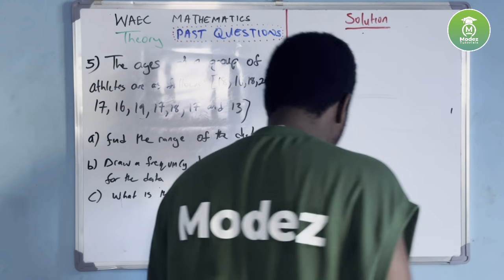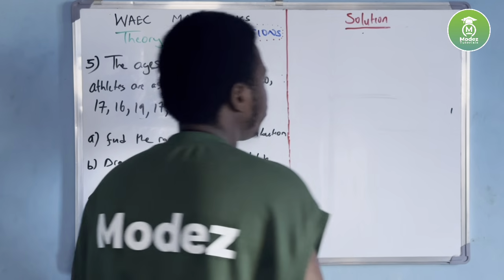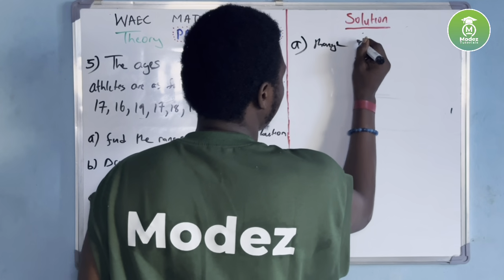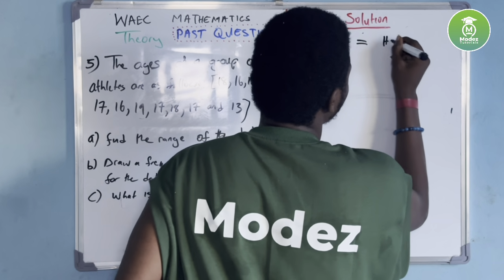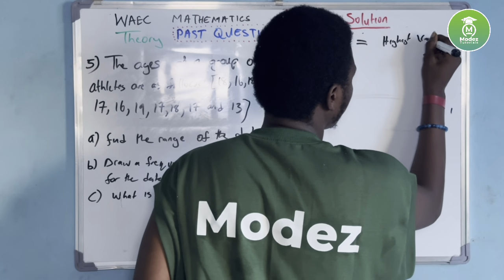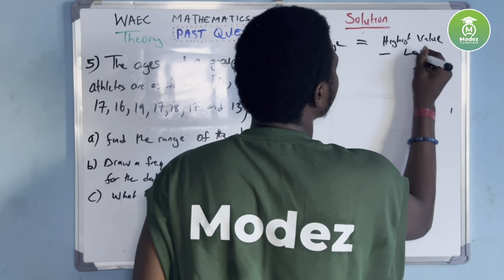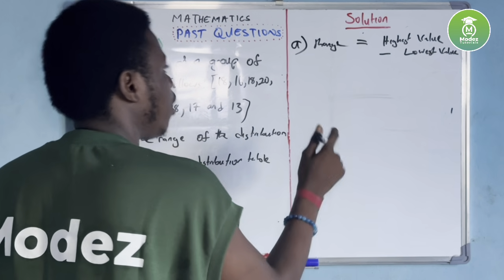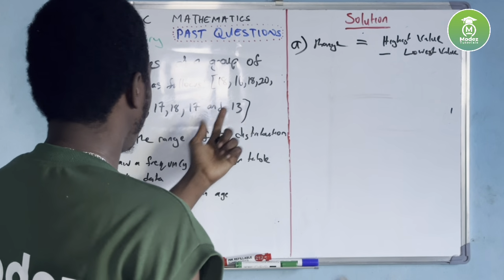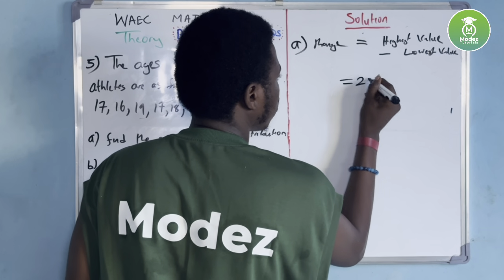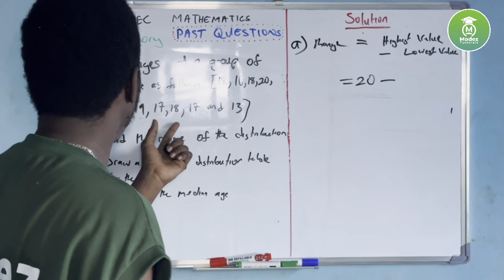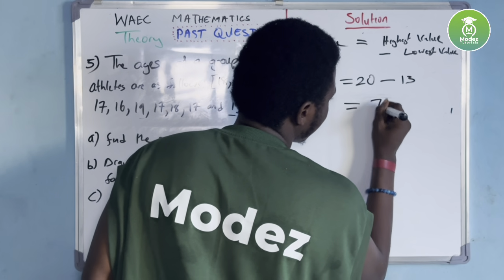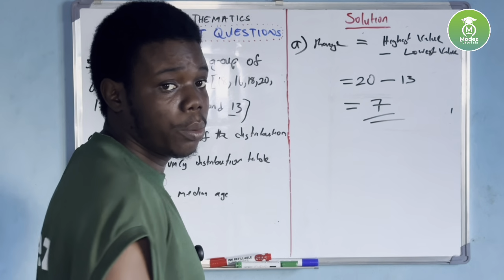So the first question is find the range of the distribution. The range is very, very simple. Range is equal to highest value minus the lowest value. Given the data here, the highest value is 20, right? Then 20 minus the lowest value, which is 13. So therefore, the range is 7. I hope you get it.